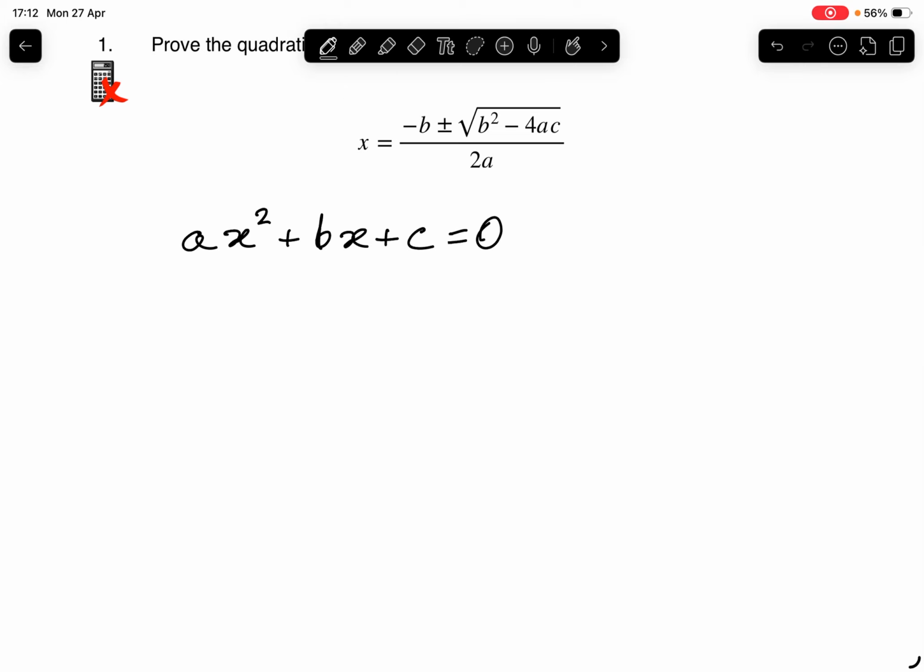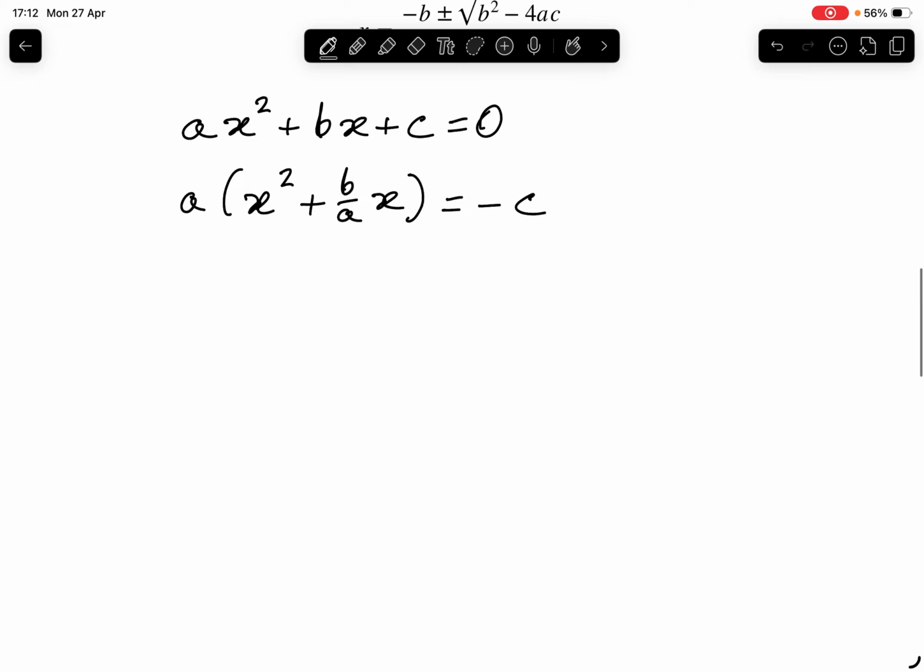Now, first thing, I'm going to subtract c just so that it's out of the way, and I'm going to factorise out this a. So I have a brackets x squared plus b over a x equals negative c. I'll bring that c back in a moment.